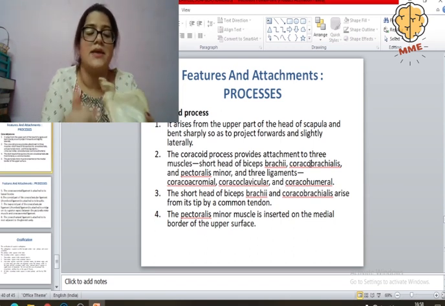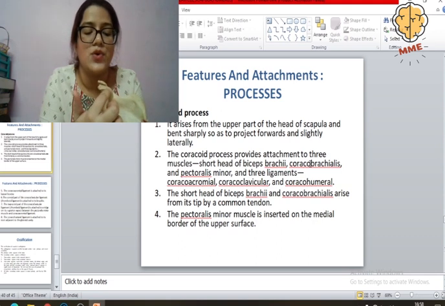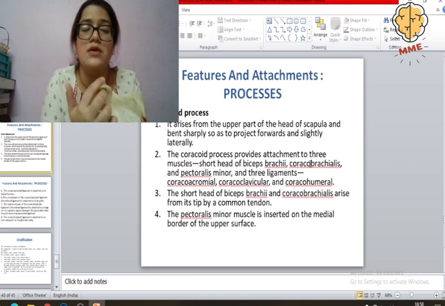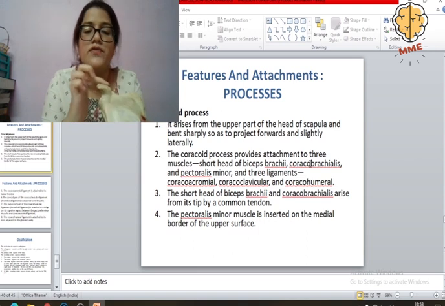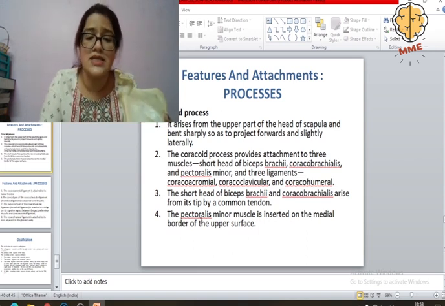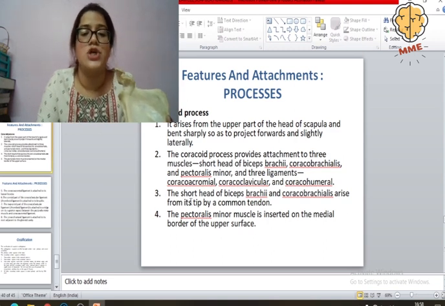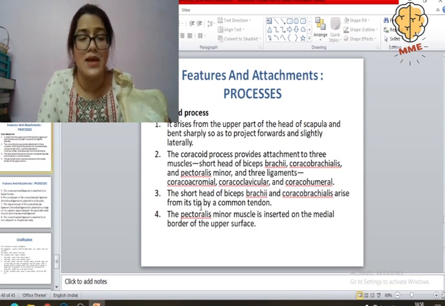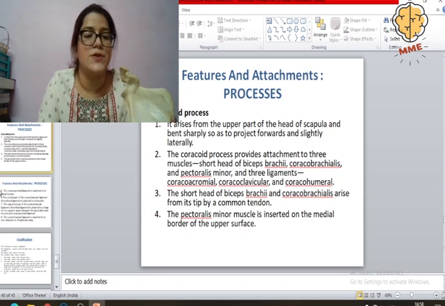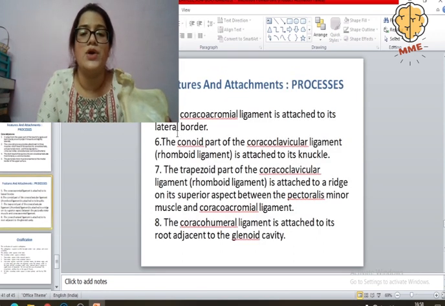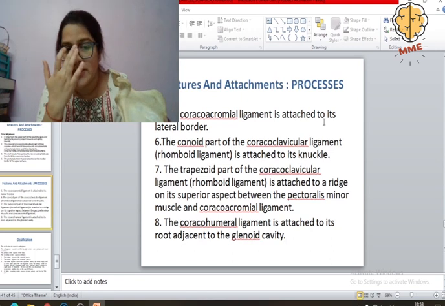Remember that? Pectoralis minor is over here, medially, on the medial border of the upper surface. Short head of biceps brachii and coracobrachialis arise from its tip by a common tendon. And who is medial? Coracobrachialis is medial. This is also asked. Now the coracoacromial ligament is attached to its lateral border.